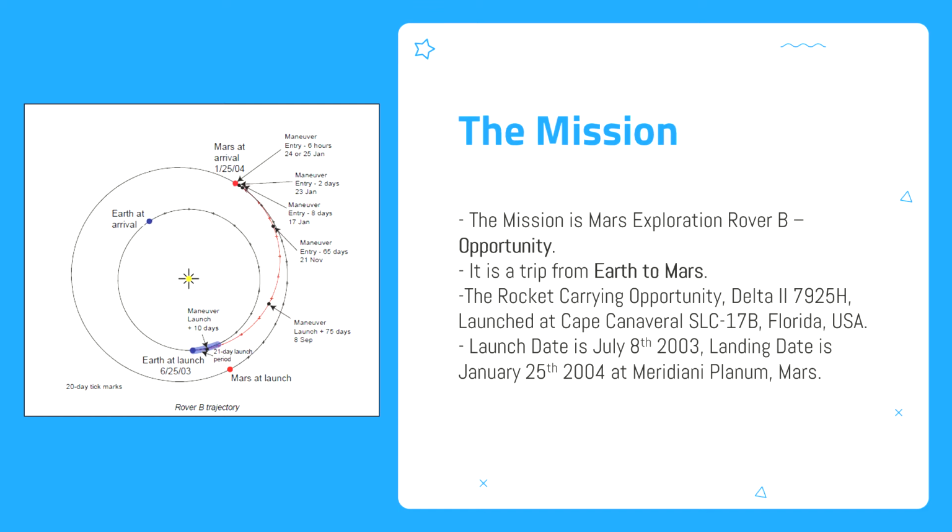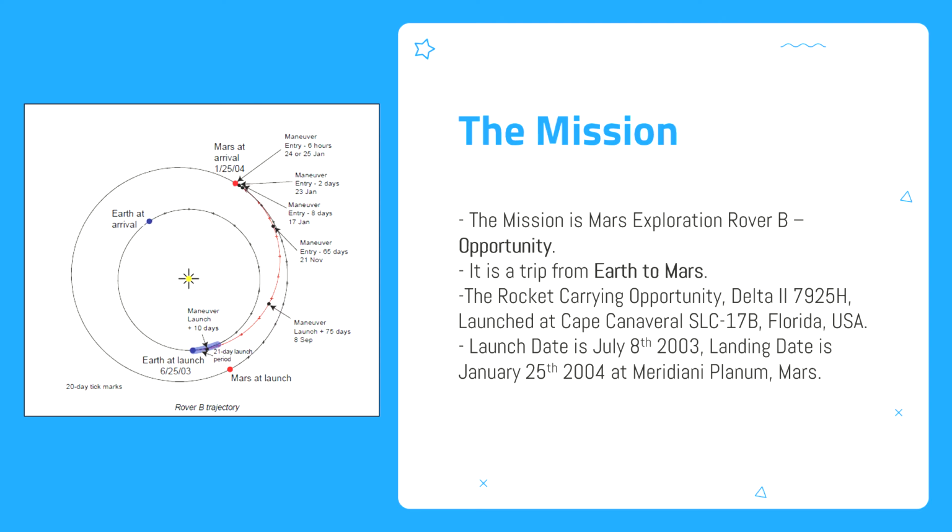This is the mission that I'm gonna reconstruct in this assignment. It is the mission of Mars Exploration Rover B, Opportunity. It is a trip from Earth to Mars. The rocket carrying Opportunity, Delta 2, launched at Cape Canaveral SLC 17B, Florida, USA on July 8, 2003, and it landed at Mars on January 25th, 2004.